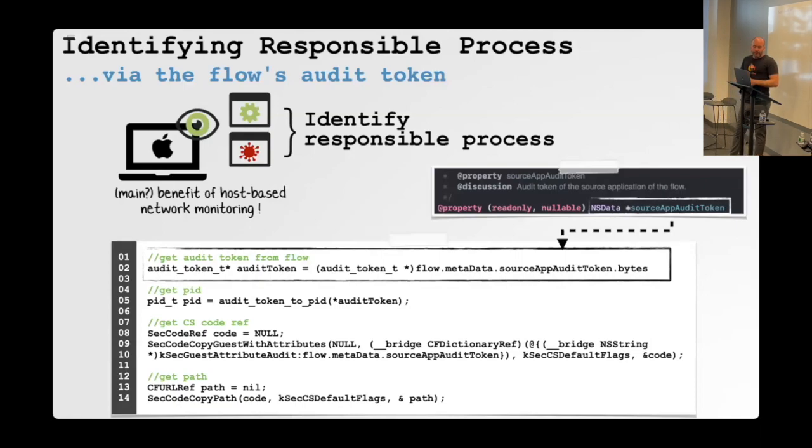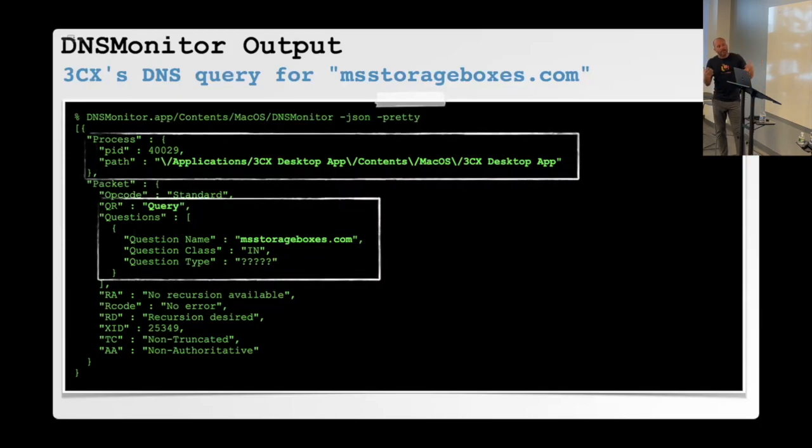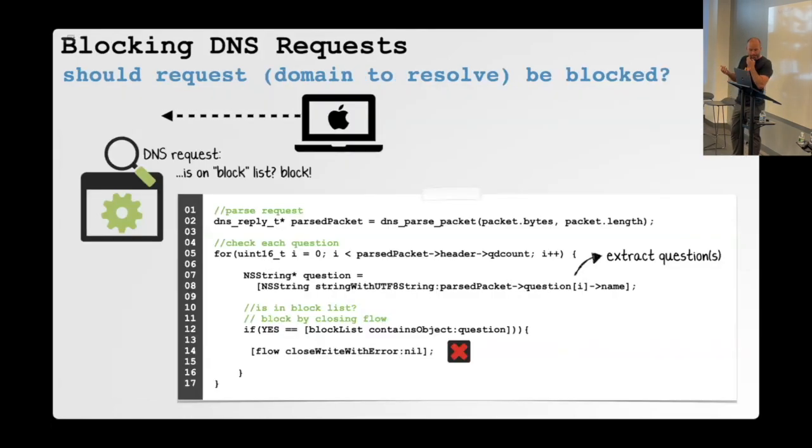So there's code on the slide. You can see that once we get this audit token that's passed to us by the framework, we can get its path, we can get code signing information, we can get all the information we want about the responsible process. So if we compile and run this, we can see some output from DNS Monitor, the proxy application we've implemented. And we can see now if we run an infected instance of the 3CX application, we can identify both that it's making a request and also attribute it back to the application, in this case, 3CX.